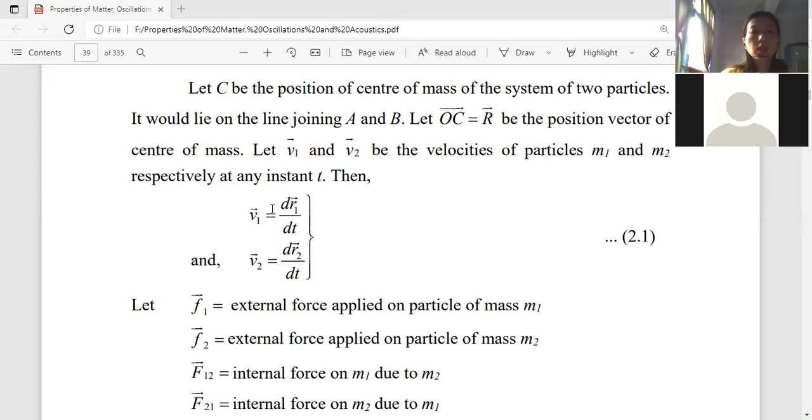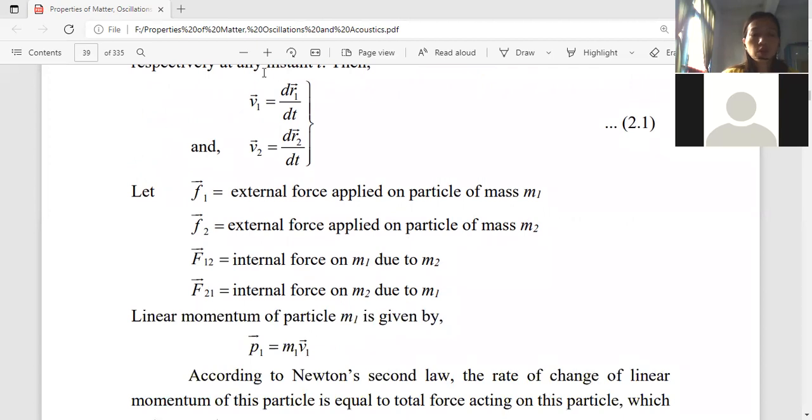If we take the derivative, the derivative of position vector R1 with respect to time is taken as the velocity V1. For R2, it will be V2. All right. So we apply external force.